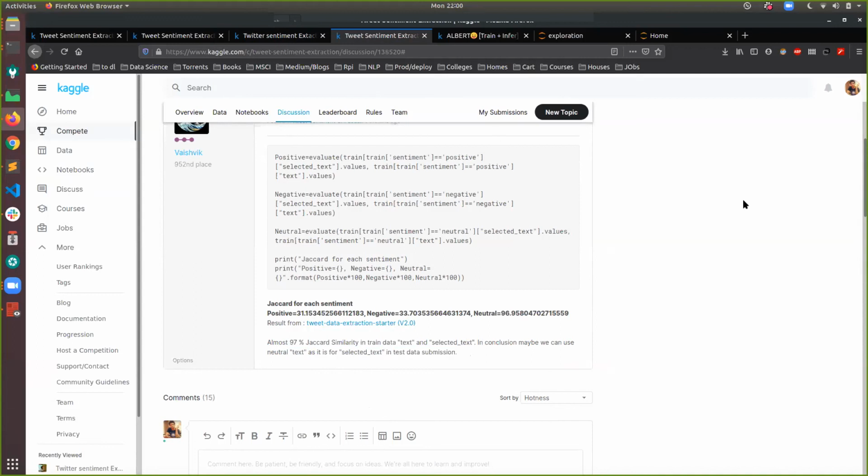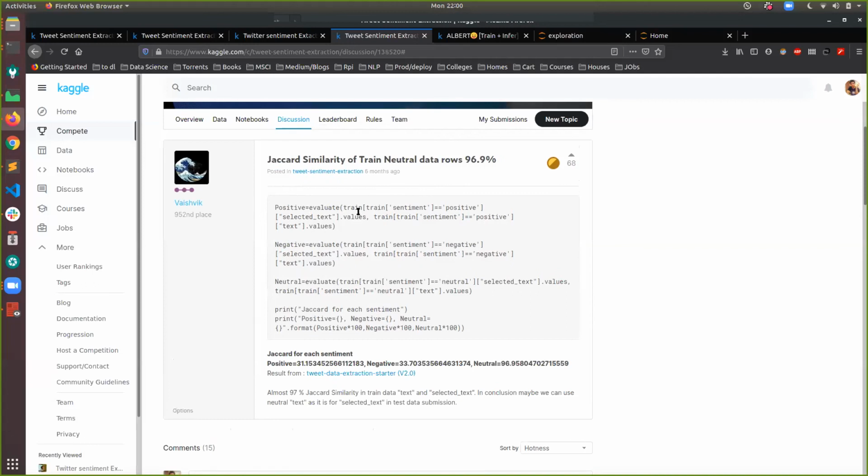So did they actually calculate that? Yep, this guy calculated it. He did it on the train data. He calculated the Jaccard. So for positive, it's 31. So only 31% of the words in the original tweet ended up in the selected text. And for negative it's 33, only 1/3 of the words. So basically 1/3 of the sentence came in the selected text.